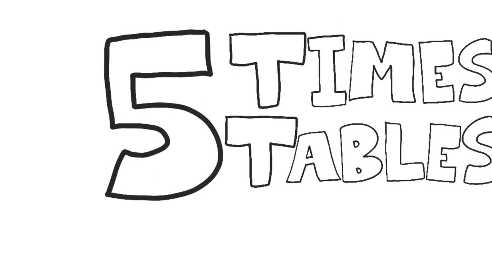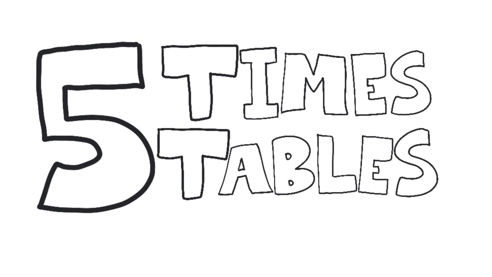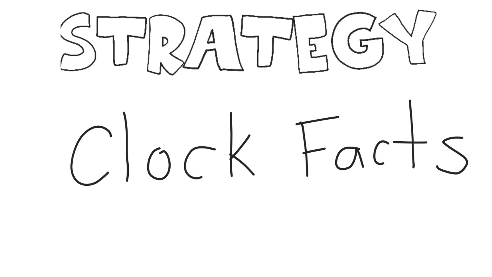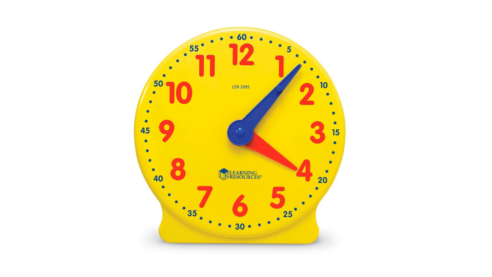Today we are going to learn about our 5 times tables. The strategy for solving the 5 times tables is using clock facts. So we learned about how to tell time on a clock, and now we're going to use that knowledge to help us solve the 5 times tables. We can also use our skip counting by 5 strategy when we're solving these times tables.